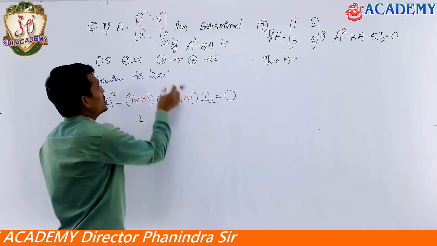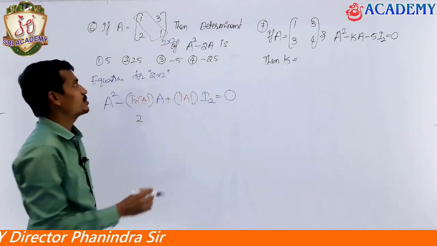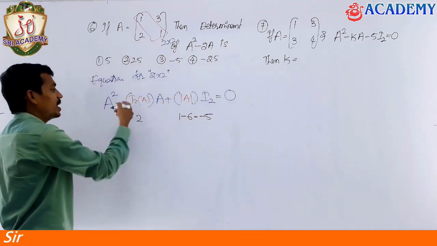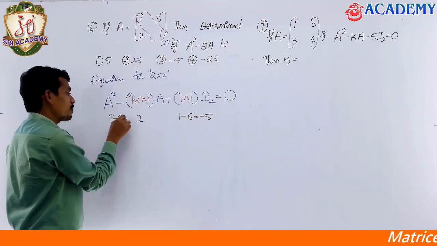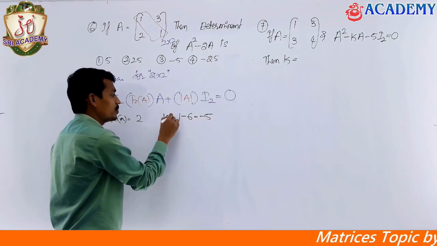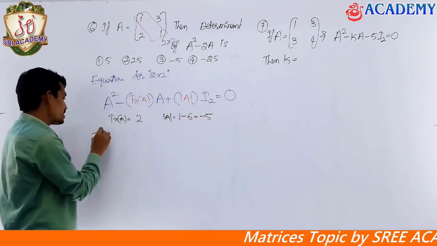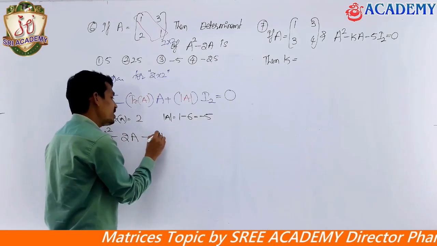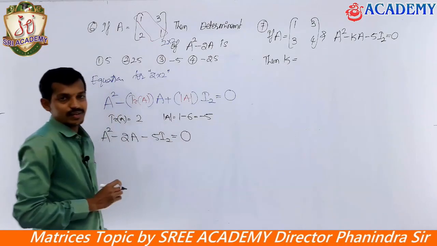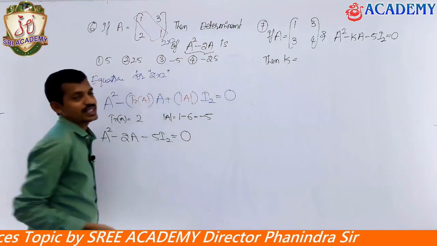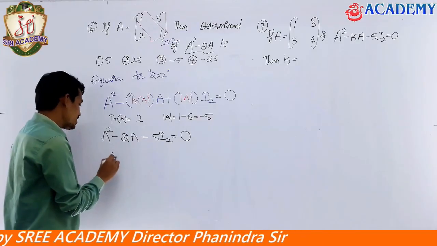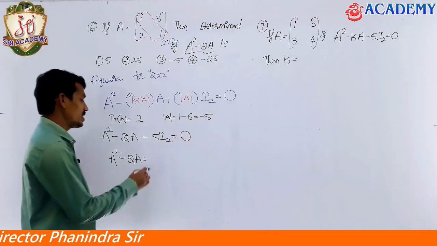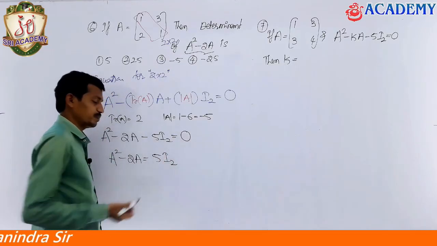Here determinant for a 2 by 2 matrix is what? AD minus BC, that is 1 minus 6, which is nothing but minus 5. If you substitute here, this is going to be the trace and this is going to be the determinant. If we substitute, that is A square minus 2A minus 5I of order 2 equal to the null matrix. Here see, we got this equation, that is A square minus 2A. If you take this minus 5I of order 2 to the other side, it's going to be plus 5I of order 2.